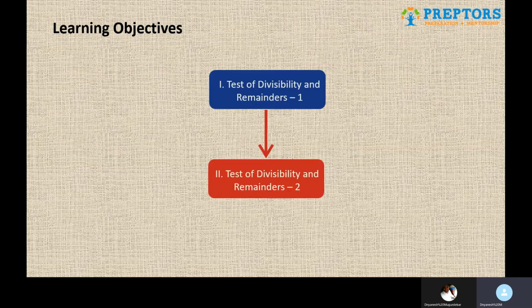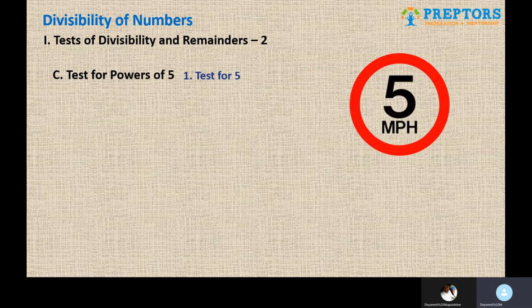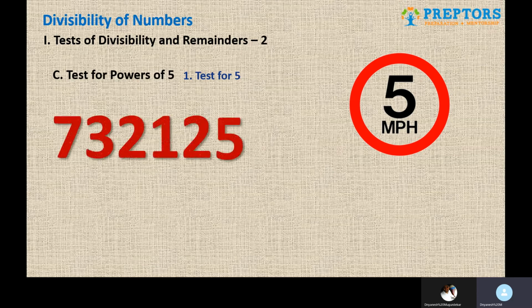So continuing this further, the next grouping is basically the divisibility tests of powers of 5. The first power of 5 is 5 raised to 1, which is 5 itself. And how do we decide whether a number is divisible by 5 or not? We look at the last digit, that is the unit digit of the number as usual. If the unit digit is either 0 or 5, then we say that the entire number is divisible by 5.